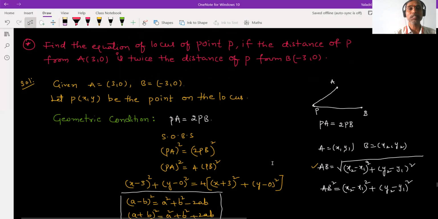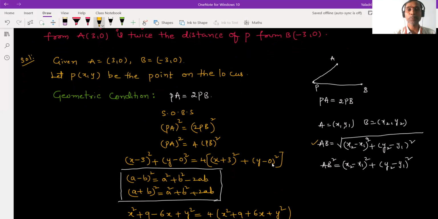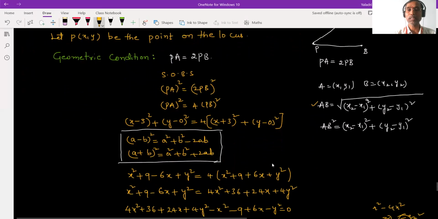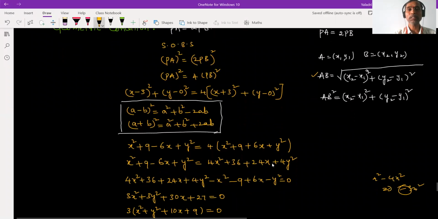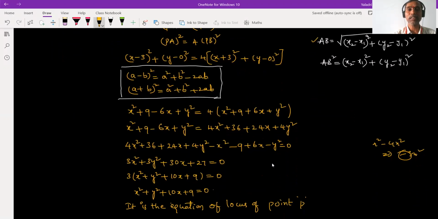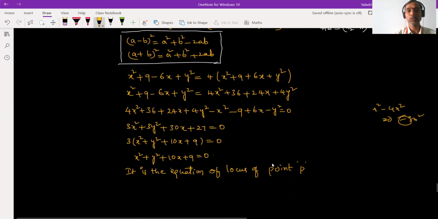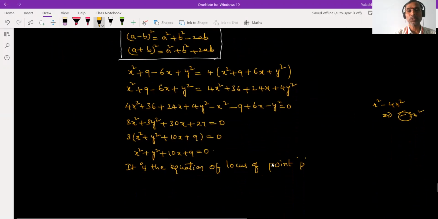So once again, see that first you should take the data. After that, write the geometric condition, square on both sides and apply the distance formula. Then expand the (a plus b) or (a minus b), whichever is there in the geometric condition. After that you should simplify. So the required equation of locus of point P is x square plus y square plus 10x plus 9 equals 0. That is our required equation, right? So this is one important problem.